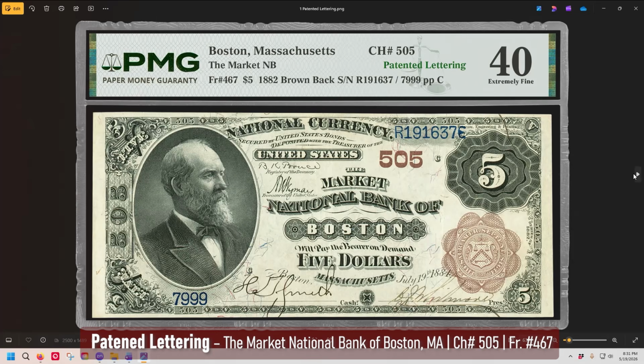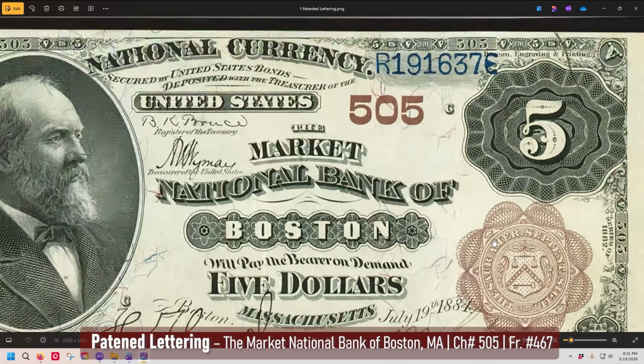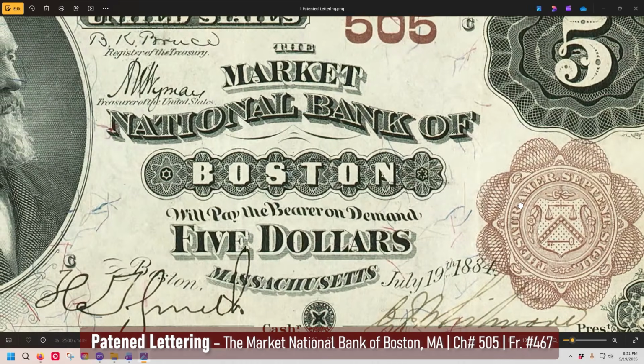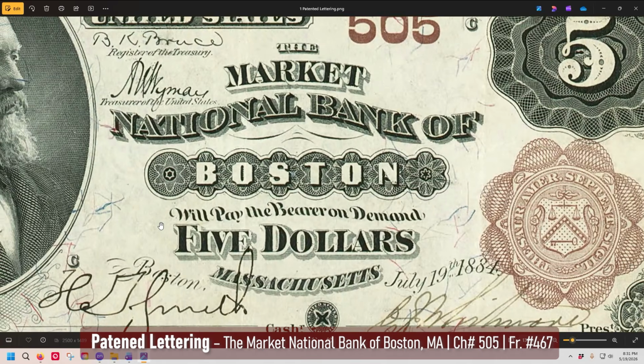Okay, so here we go. Patented lettering. Talk to us about it. I'm going to just zoom in. Okay, so this is the first one. The way you tell these apart is the will pay the bearer on demand line. You can see right in here it's kind of a rolling text, and each word is capitalized. Well, other than, each main word is capitalized.